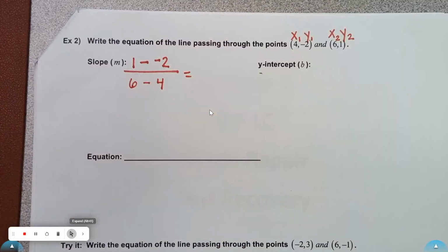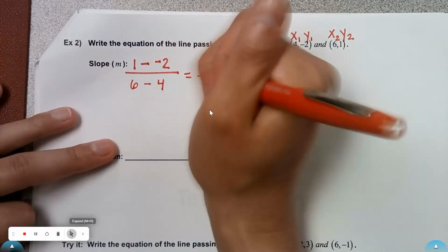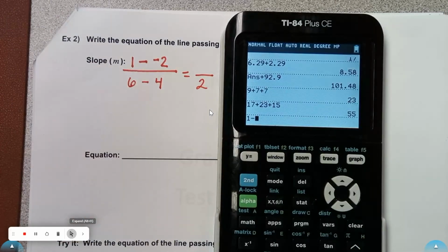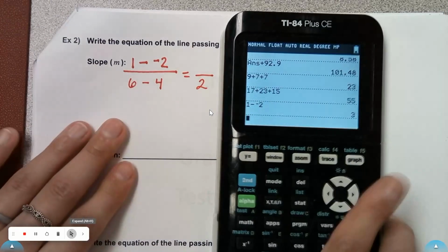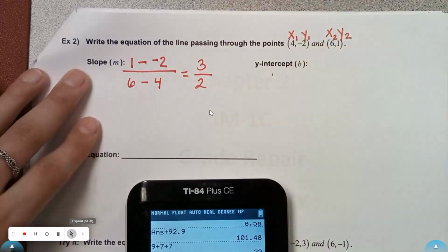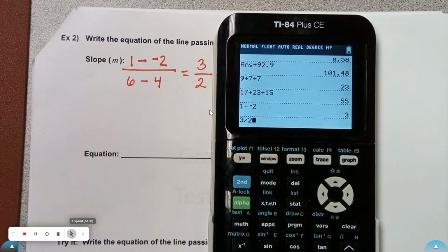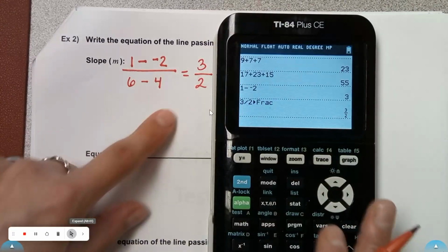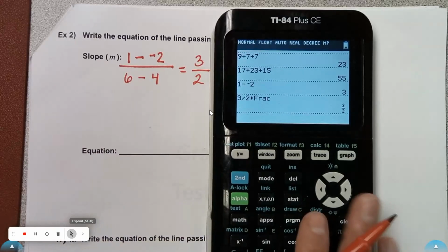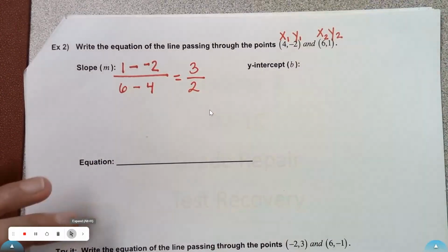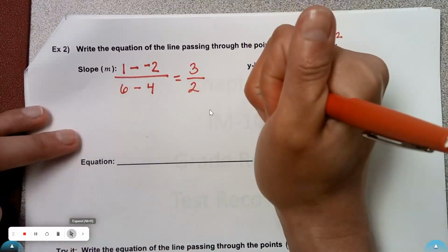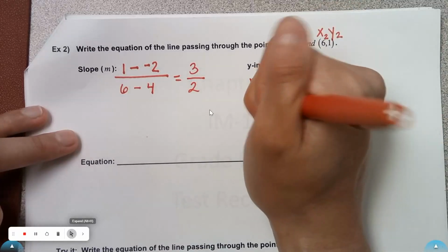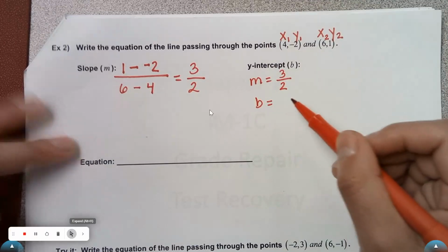I'm going to do the top and then I'm going to do the bottom. Well, I know 6 minus 4 is 2. And then I have 1 minus negative 2, which is 3. I'm going to simplify that and see if it changes. And it stays the same. So this is going to be my slope, this 3 over 2. So I'm going to leave it the same. I'm not going to do anything else with it. So then when I'm writing my information on the side over here, I'm going to have m equals 3 over 2. Then I write b equals. That's what I'm trying to find, so it's blank.